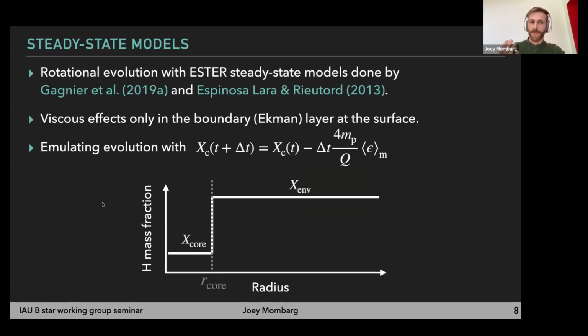What these models entail is that for those, we don't account for viscous effects, or only in a very tiny layer at the surface, to kind of break the degeneracy in the solutions of the rotation profile that we get. And then the evolution is emulated in a sort of sense, so you have one value of the hydrogen mass fraction in the core, one value in the envelope, and you just have a discontinuity step function in between. And then artificially you lower the hydrogen in the core according to a sort of integrated energy output.